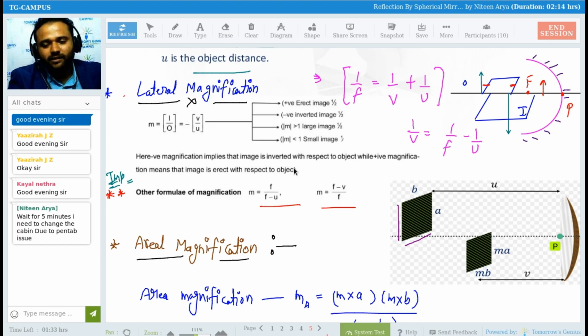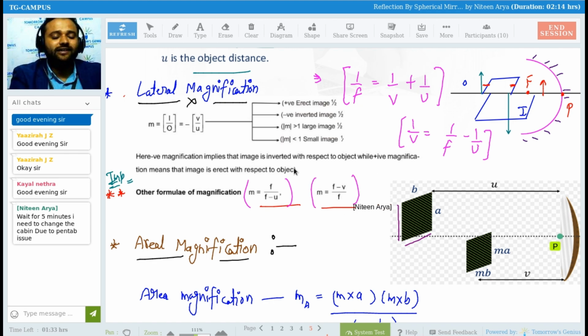So just by that, you can derive this 1 by V or V, simply put in this way. If we know only focal length and object distance, we can use this formula. And if we know only focal length and image distance, we can use this formula. And that is very, very important.